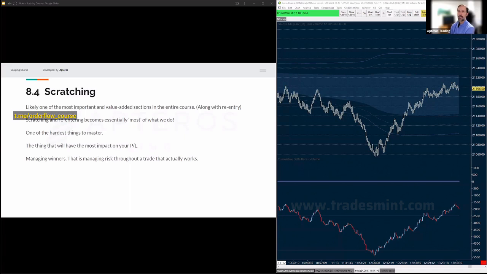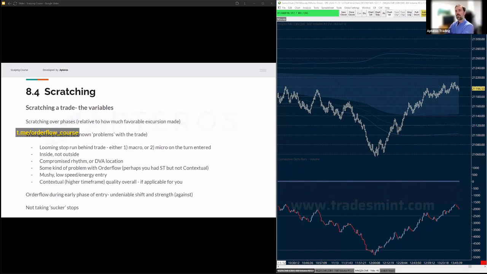Scratching and reentering are a really, really big deal. What kind of variables are involved in scratching a trade? We want to think about it in phases. There's the initial phase where we put risk on at the beginning before there's been much favorable excursion, and then there's that point afterwards. We want to think about it as a spectrum of willingness to scratch relative to known, quote-unquote, problems with the trade.